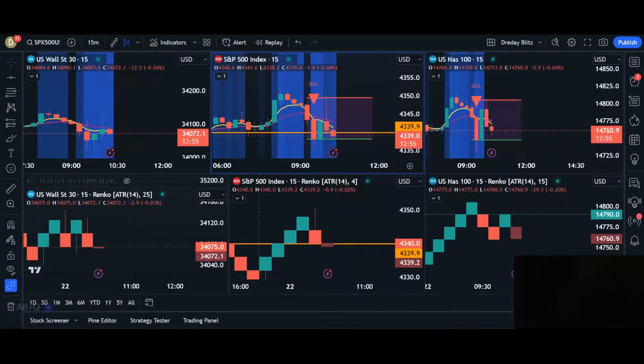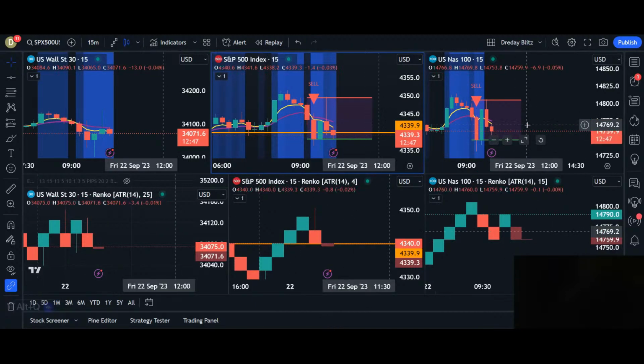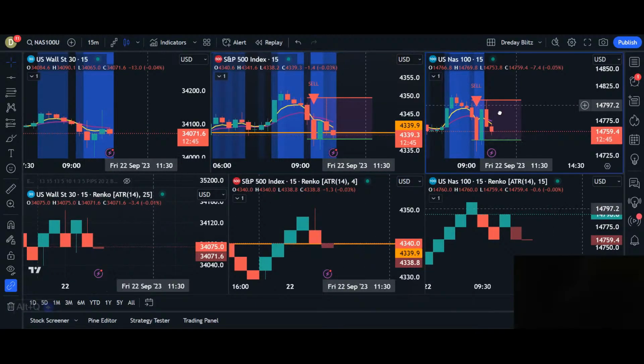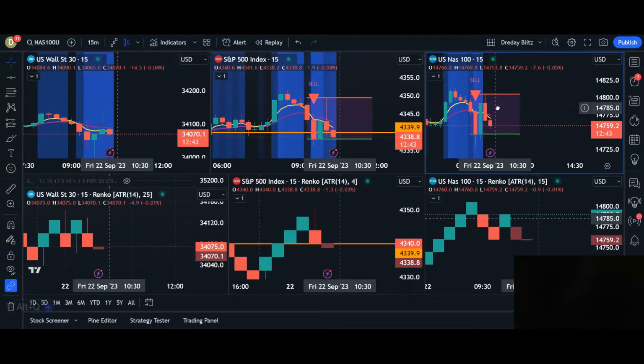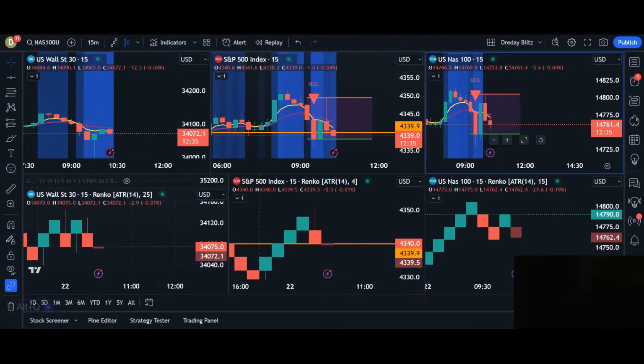So that's on S&P 500 and the Nasdaq, and that's one of the reasons why we do not trade on Friday. I do not trade on Friday too, because there's some low volume and it's the end of the weekly candle too. So you have to take that into consideration.